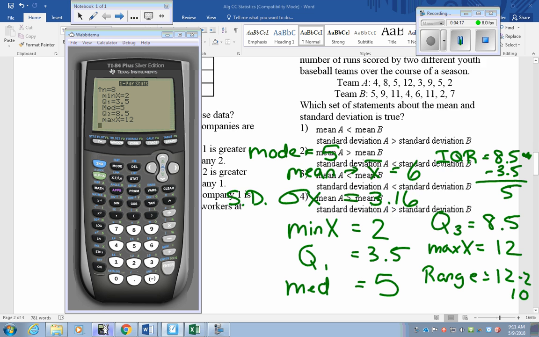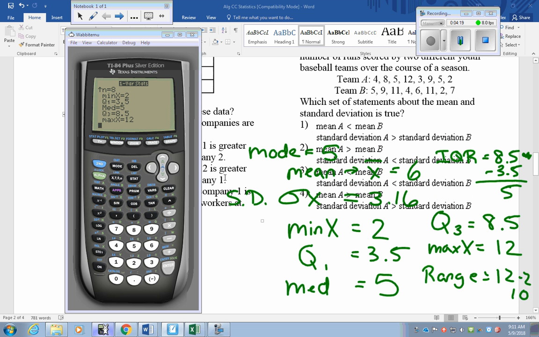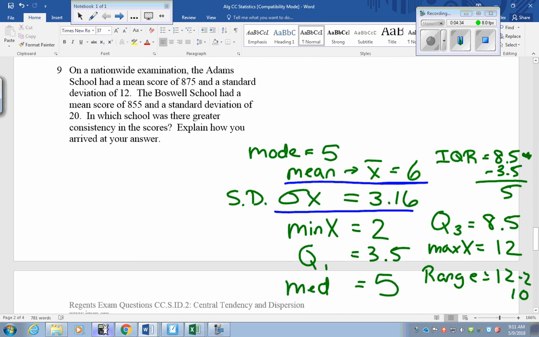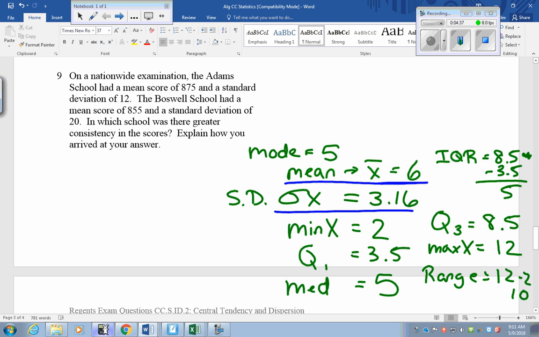So for this one right here, it's asking for a comparison between the means and the standard deviation. So I'm going to need the mean value, which was 6, and the standard deviation, which in this case was 3.16. Now we're going to go to the last page. We're going to look at 9 on the bottom of the last page, and this one talks about the differences between mean and standard deviation.